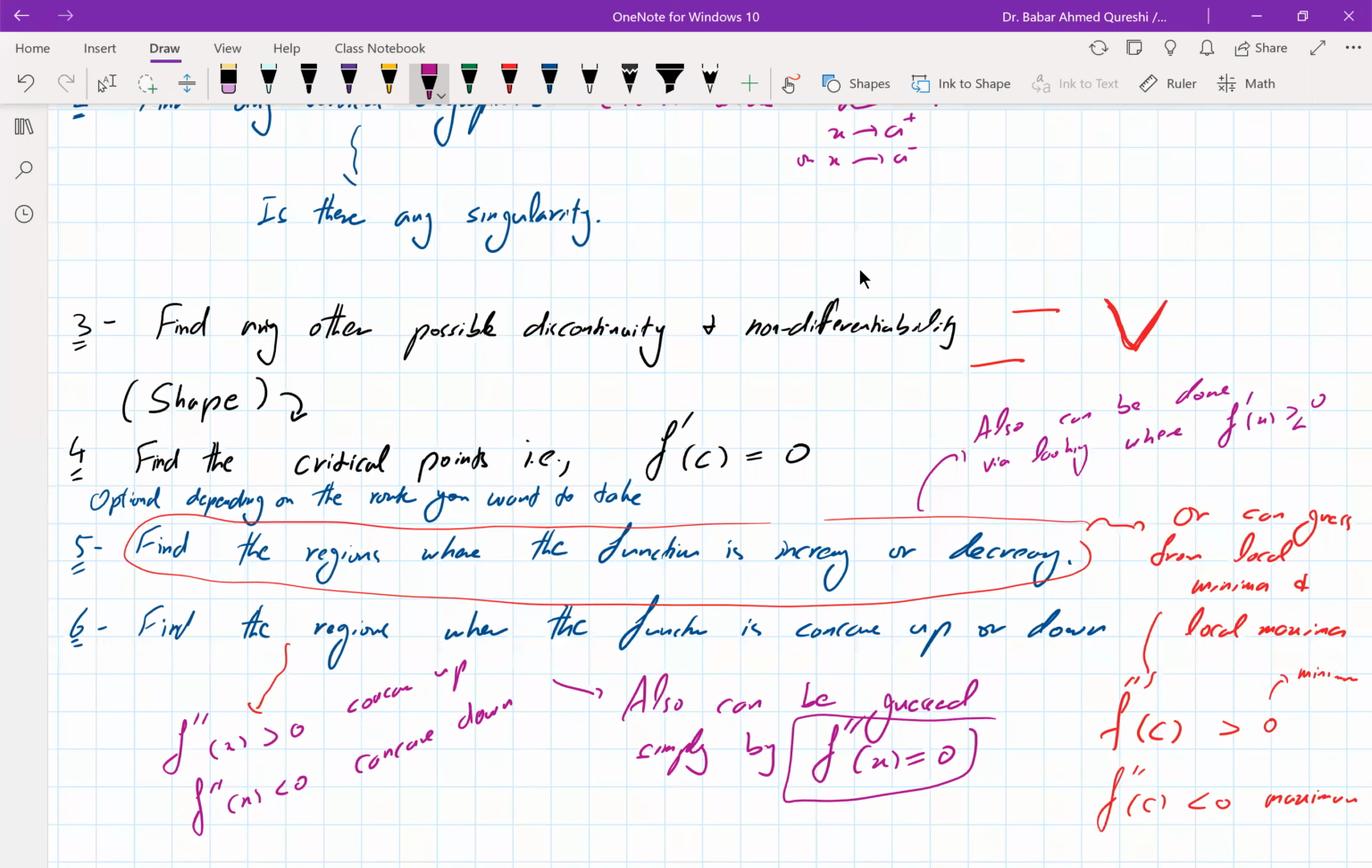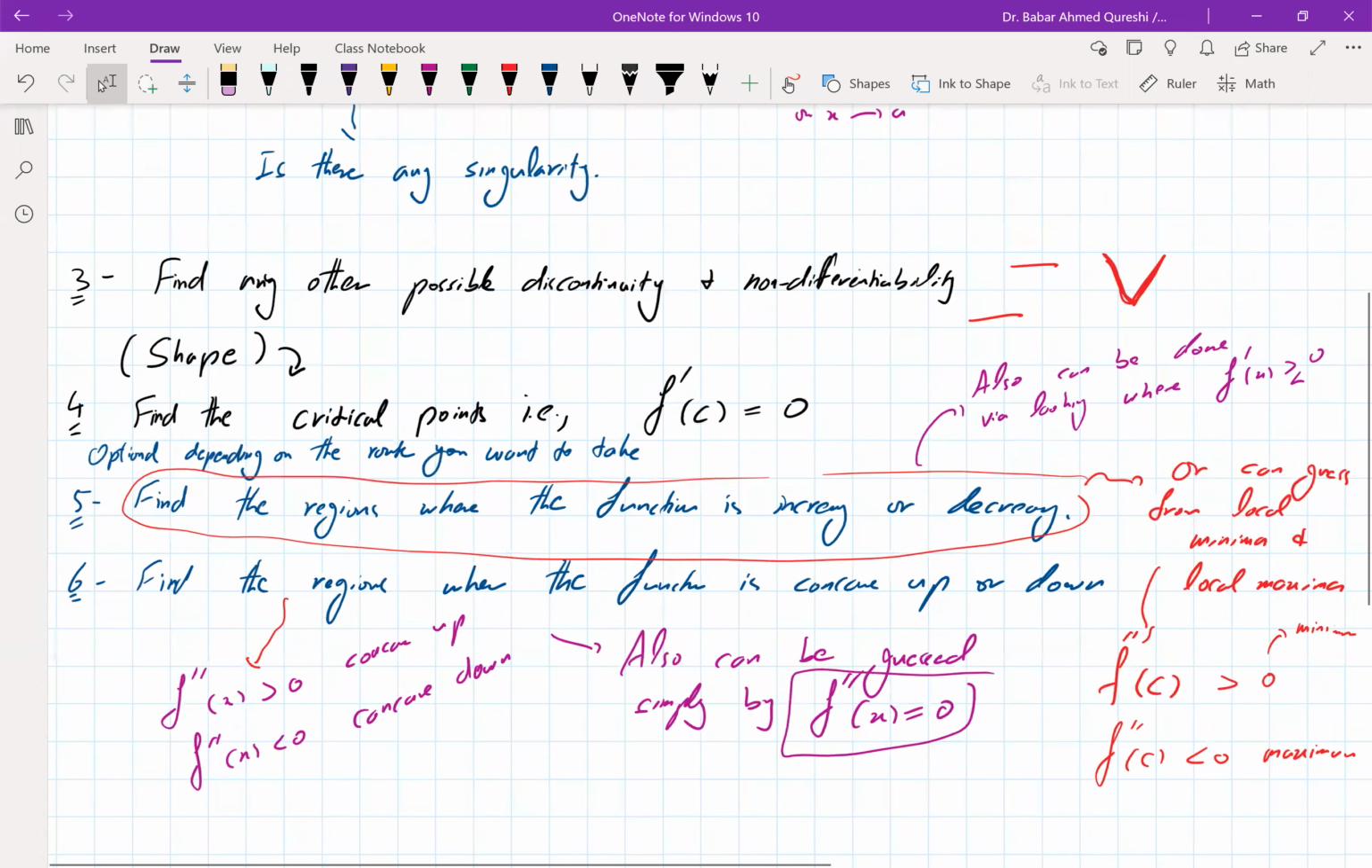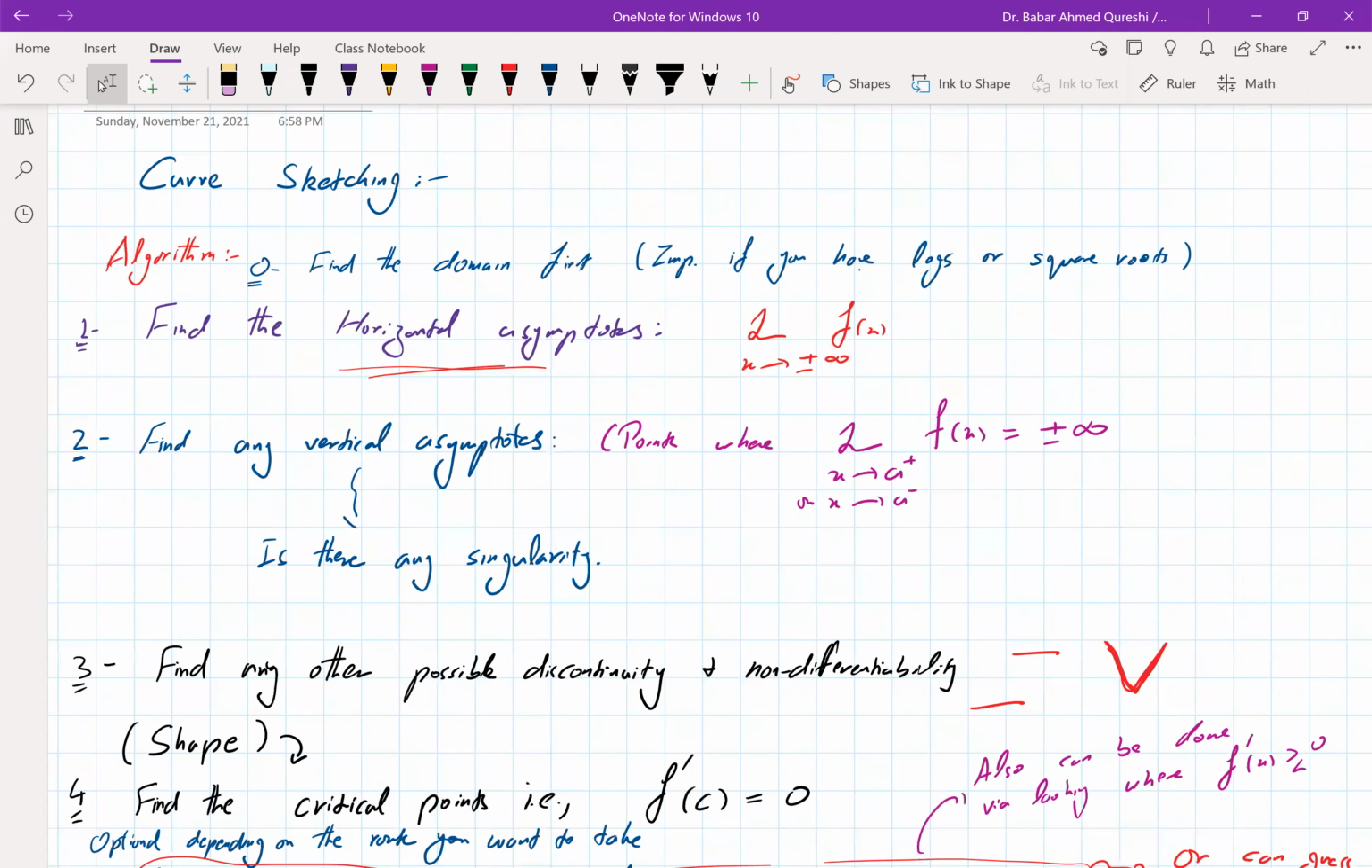So if at a point you have double derivative equal to zero, then this is most likely an inflection point where the function changes from being concave up to concave down. And if you have found those and you're connecting different of these, so you know which part is going to be concave up and which part is going to be concave down. So these are different things which you should consider when you are sketching the curve of a function.